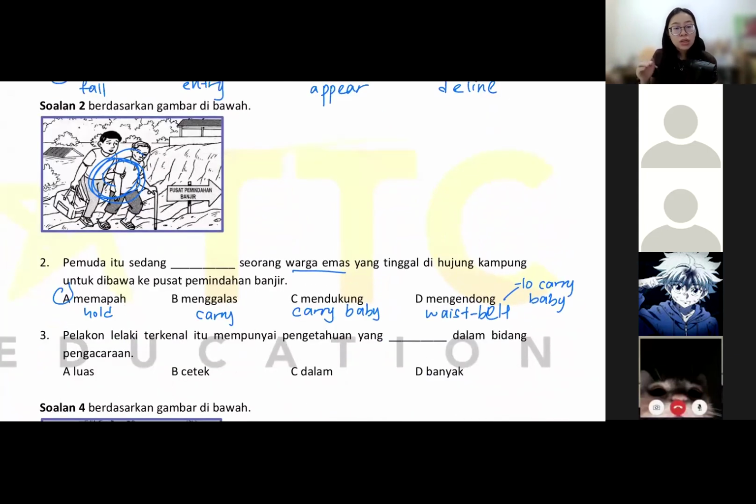Now, number 3, pelakon lelaki, which is the actor, terkenal, which is famous, mempunyai pengetahuan. When you want to say the knowledge, which kind, A, B, C, D, is describing the knowledge dalam bidang pengacaraan, which is hosting. Luas is wide. Cetek means shallow. And then dalam is in, or they can say deep. And then banyak is a lot. Okay, now Priya, correct? Okay, which one, guys, like others, what is your answer when you want to mention someone that have what kind of knowledge?